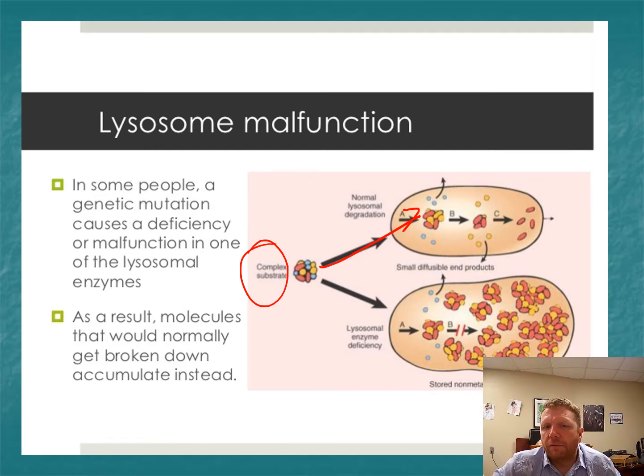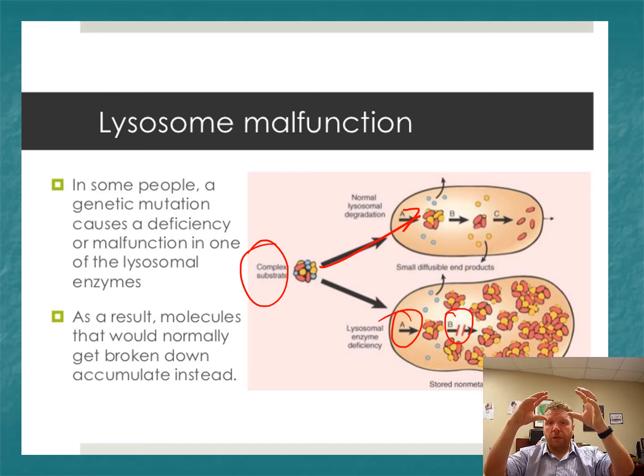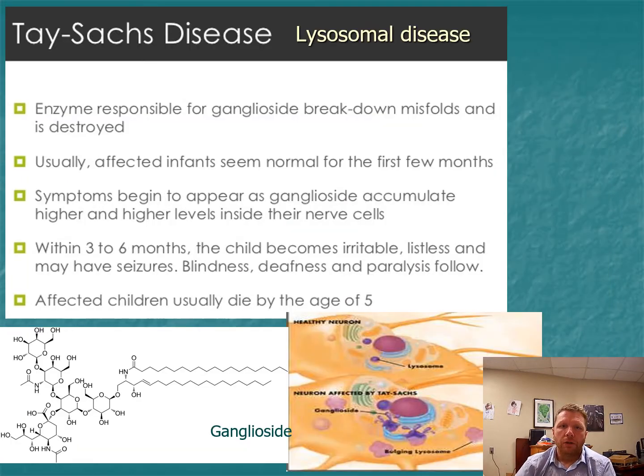Now, there are some instances where lysosomal enzymes are malfunctioning or not properly functioning, in which case you see step 1 do its job, but then step 2 doesn't do its job. And so you've taken this complex substrate and made it a little bit more simple, but you haven't broken it down enough that it can diffuse out and be processed farther. And so then you just have these things that aggregate and accumulate, and ultimately that's going to be potentially catastrophic to the cell. So an example of this is Tay-Sachs disease.